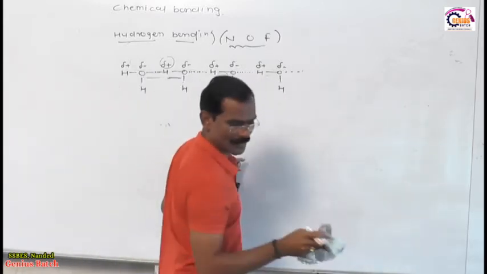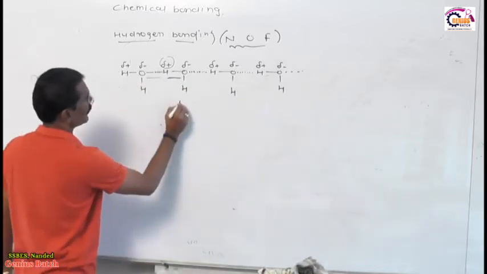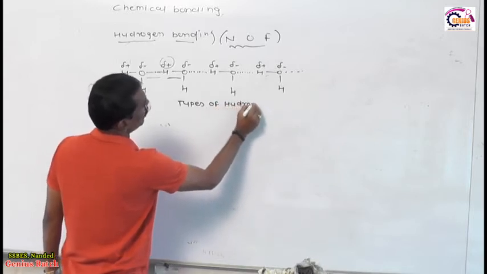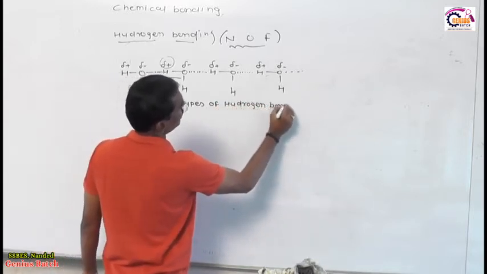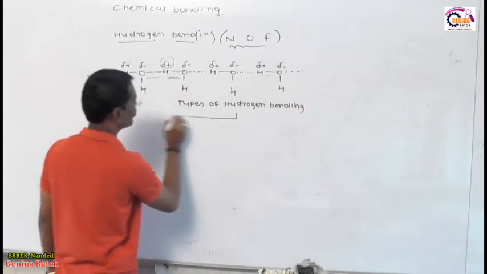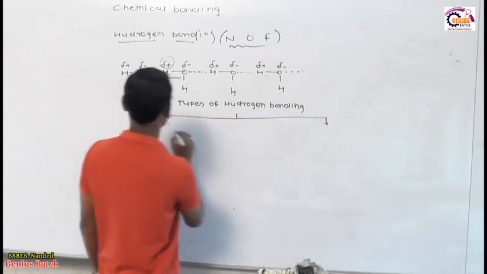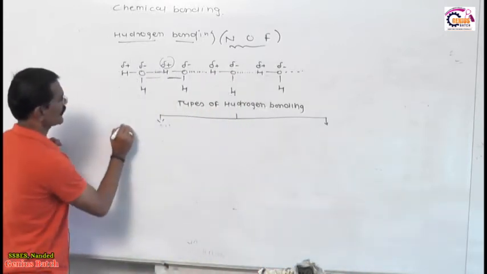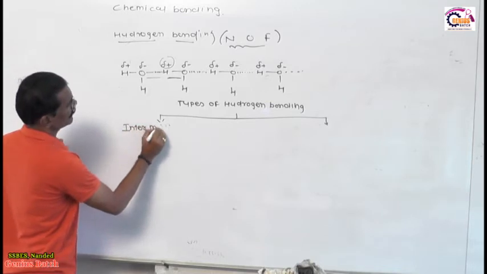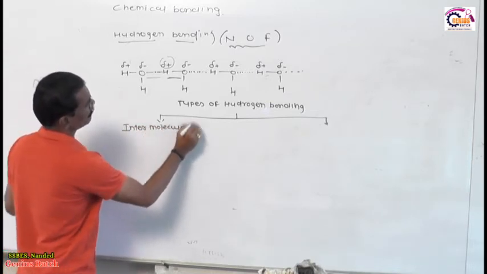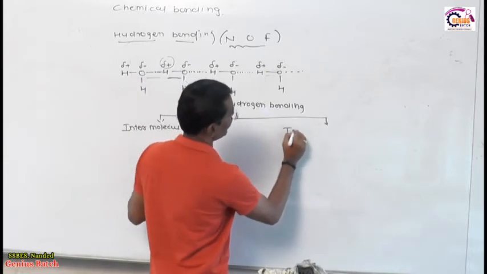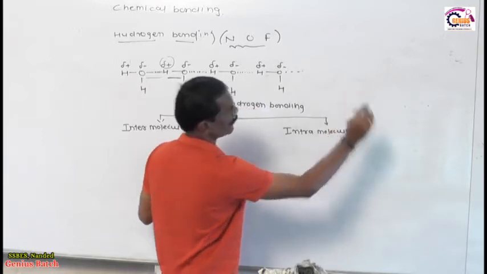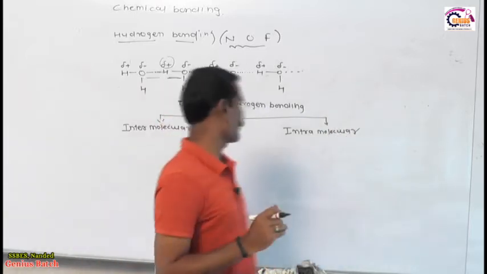Types of hydrogen bonding. What happens in these types of hydrogen bonding? Generally, two types of hydrogen bonding are there. Which are those two types? The first type is called intermolecular hydrogen bonding, and the second type is called intramolecular hydrogen bonding. The first one is intermolecular and the second one is intramolecular.